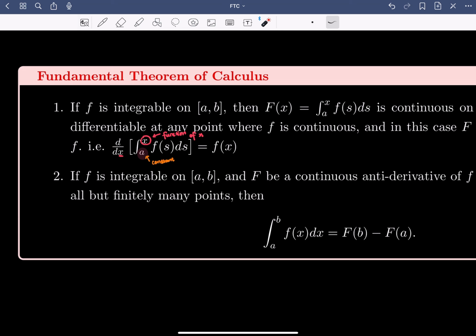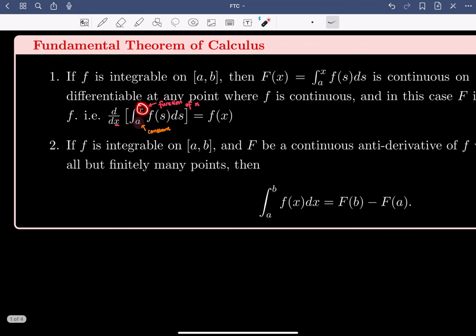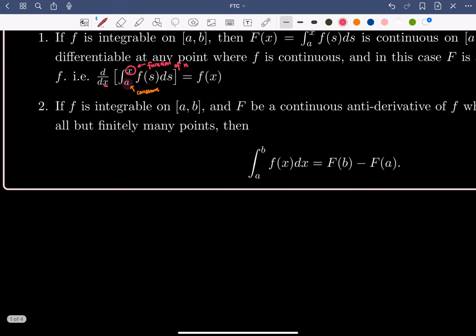However, a lot of the time, what you'll see for the upper bound is not just x. So I'm gonna talk about this right here. So let's say you have again d over dx, and you have an integral. Okay, and the lower bound is still a constant, but for the upper bound, instead of x, you have a function of x. So you can have something like g of x, for example, and then you have f of s ds here.